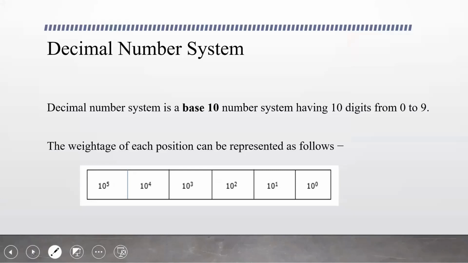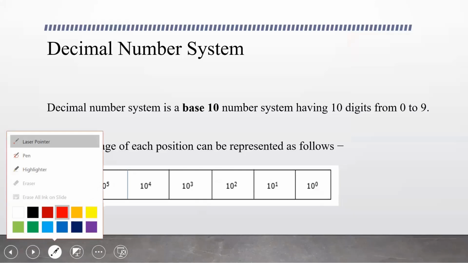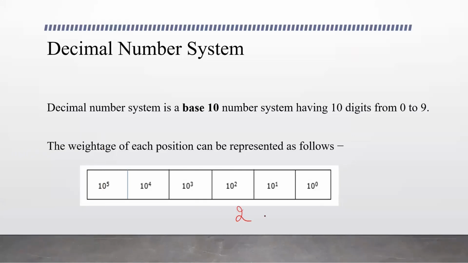So the decimal number system is a number system with base 10. How we position it, how we represent it is, the weightage is given like this. Suppose the number I give is 256. This is the zeroth position, first position, and second position. This is a three-digit number. To represent a decimal number, we enclose it in brackets and write a subscript 10, which represents the base 10.